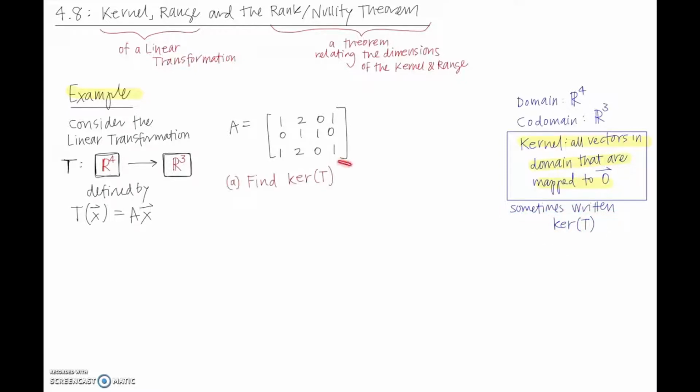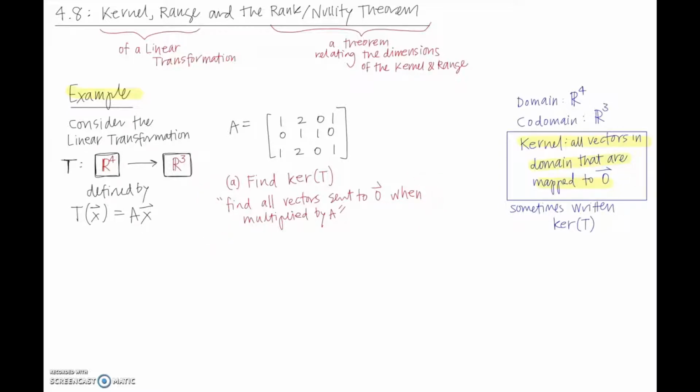And our first real job in this example is to find the kernel of this transformation, which is represented by this matrix. We are going to find all the vectors sent to the 0 vector when they get multiplied by A. How would you do this? How will we find these vectors?